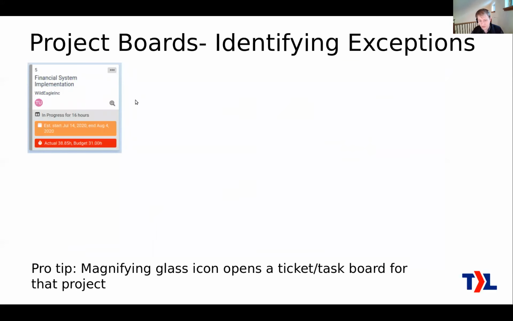Same thing, it helps you identify the exceptions. For example, if a project overall is over its budget, then it will help you see that. If the start date is coming up within a certain period of time, and you haven't started it yet, then it would highlight that for you. Also, this little icon here, you can use that to zoom in to the tickets that belong to this project. So you can use the project boards and the ticket boards together to get a good view of your project portfolio, and then zoom in to the individual tickets for any one of those projects.